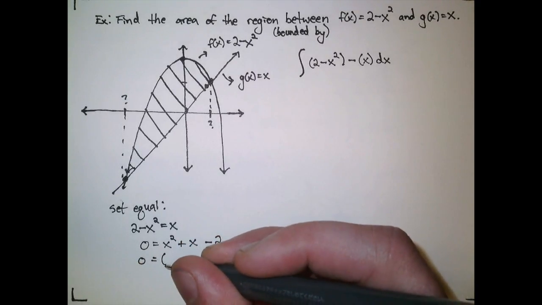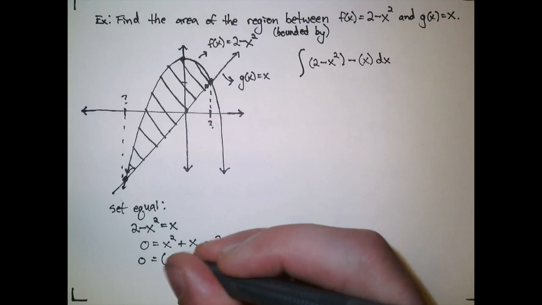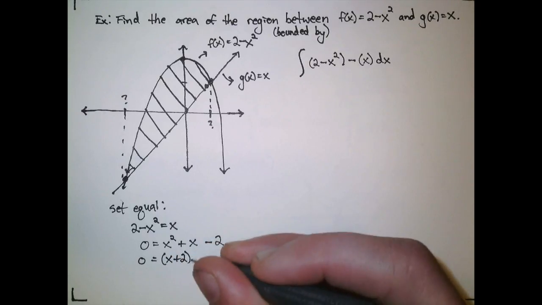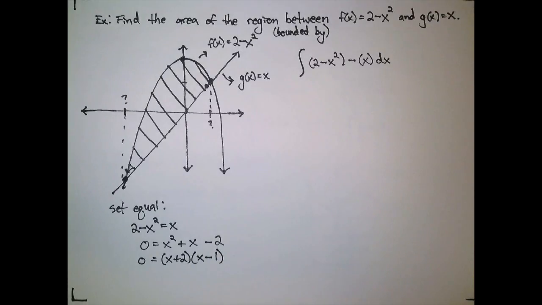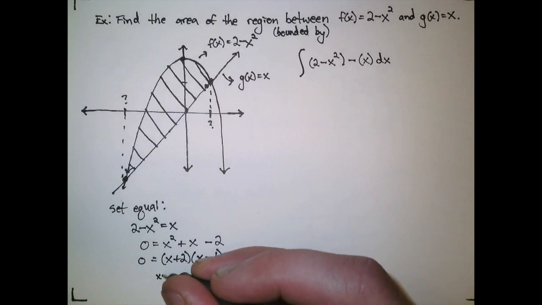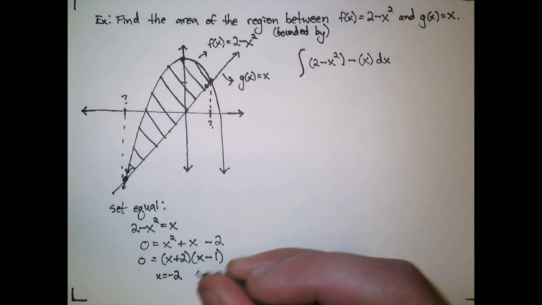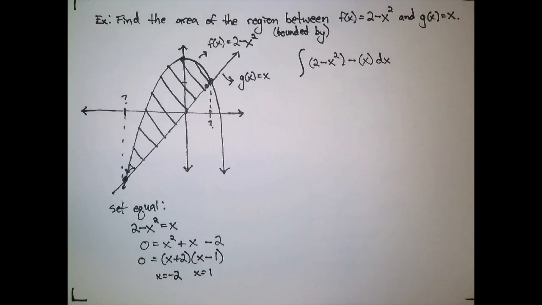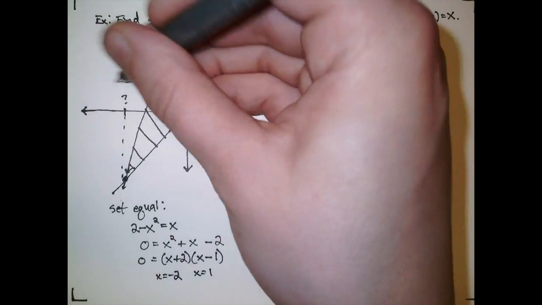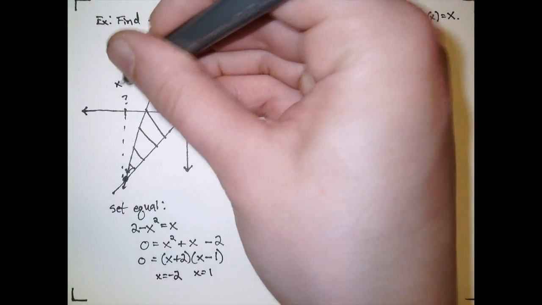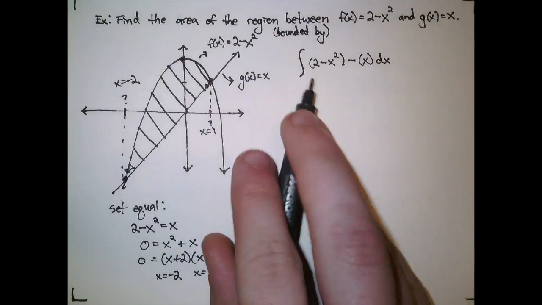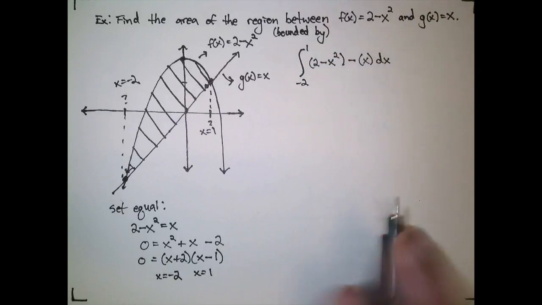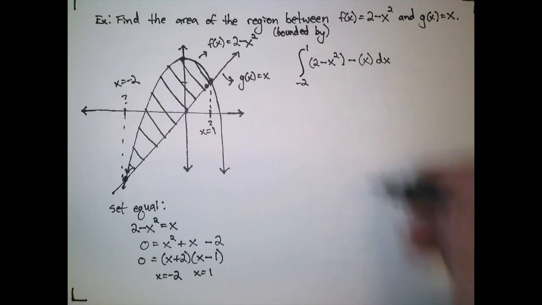And this factors into a pretty nice x plus 2 and x minus 1, which gives us two zeros for this region right here. We have one solution is x equals negative 2, and one solution is x equals positive 1. And then I'm going to go back up into my sketched graph there, and I'm going to label those points. So negative 2 right there, and then that's 1. And that will pretty much let me start doing the integral now. I know the bounds. It's negative 2 to 1.